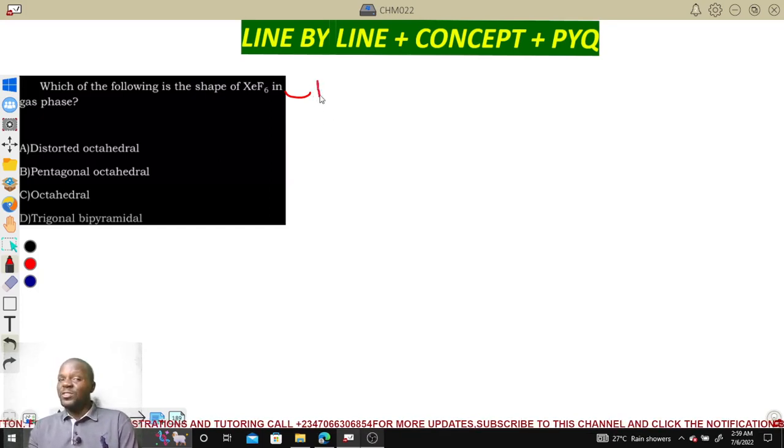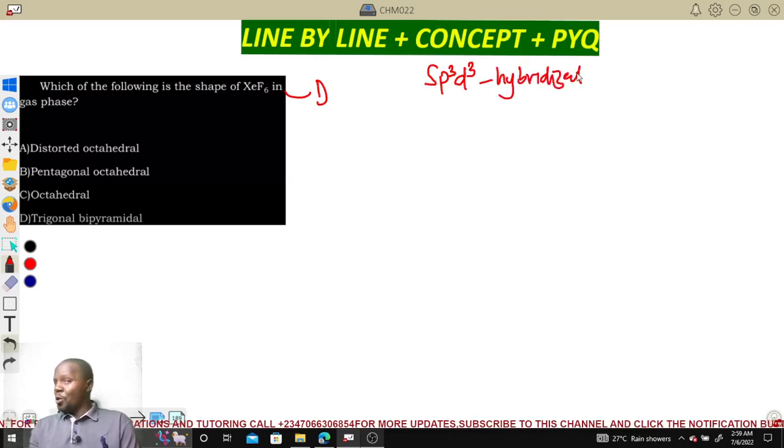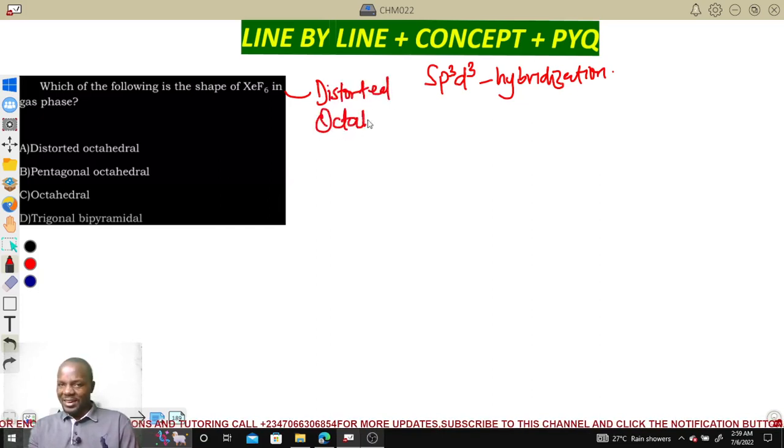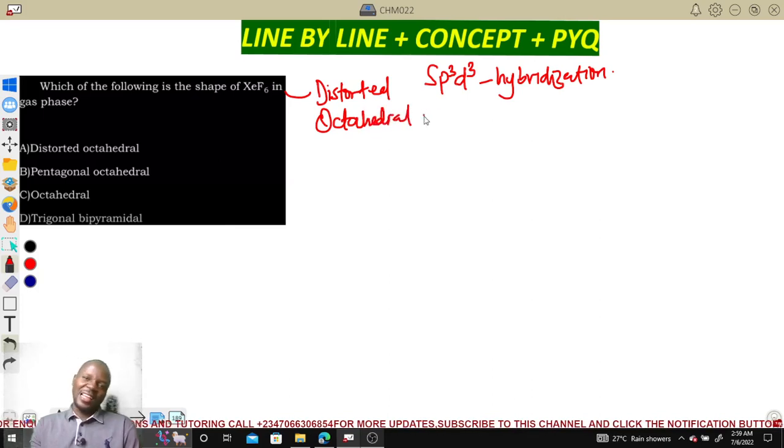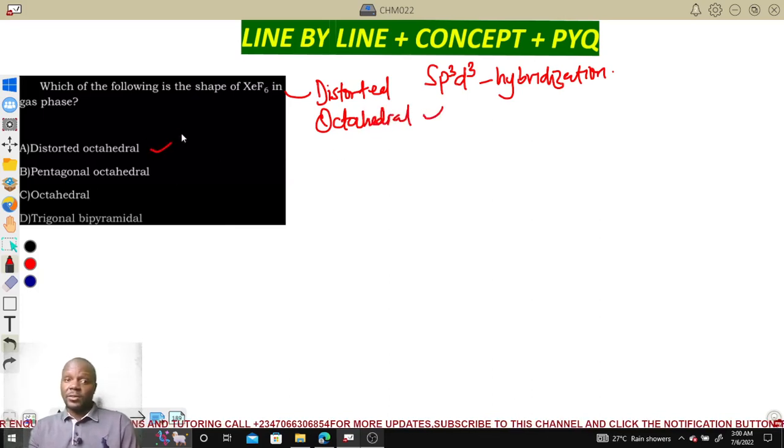It's going to give you a distorted shape, I think it's sp3d3. That is the hybridization. You can keep it in mind if you need it, because you need to know almost everything in chemistry to be a very good chemistry student or scholar or even a teacher. So the shape of XeF6 is distorted octahedral, the way I call it in offline classes. So that's the answer to that. Nothing to talk too much about here.